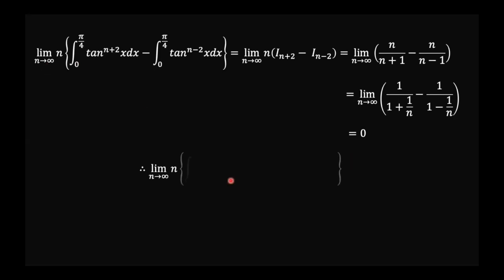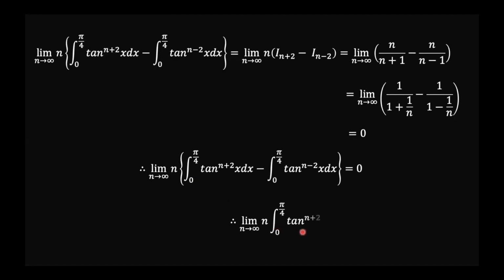So what that tells us is the limit as n tends to infinity of n times the integral of tan to the power n plus 2 from 0 to pi over 4 is equal to the limit as n tends to infinity of n times the integral of tan to the power n minus 2, from 0 to pi over 4. And we can say that is equal to another constant k, okay?